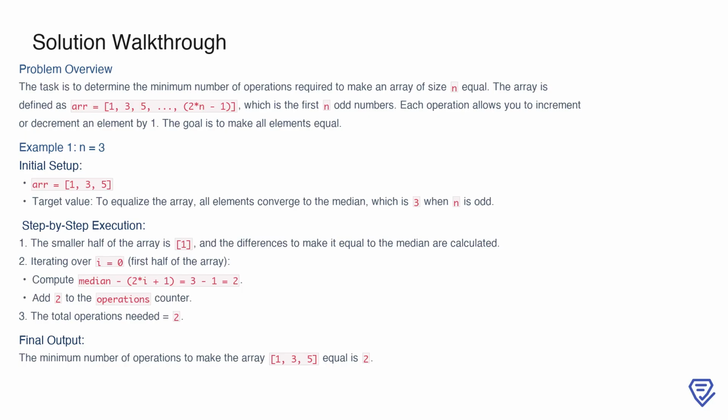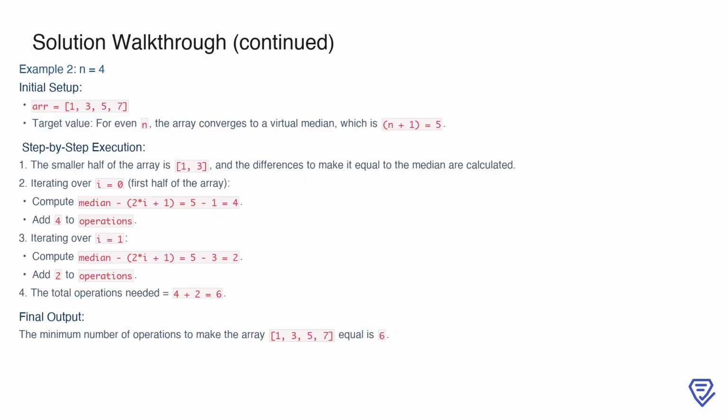For example, when n equals 3, the array is 1, 3, 5, and its median is 3. The smaller half of the array consists of elements less than the median, which is 1 in this case. To equalize, we calculate the difference between the median and each element in the smaller half. For i equals 0, the difference is 3 - 1 equals 2, and we add this to our total operations. Since the smaller half contains only one element, the total number of operations required to make the array 1, 3, 5 equal is 2.